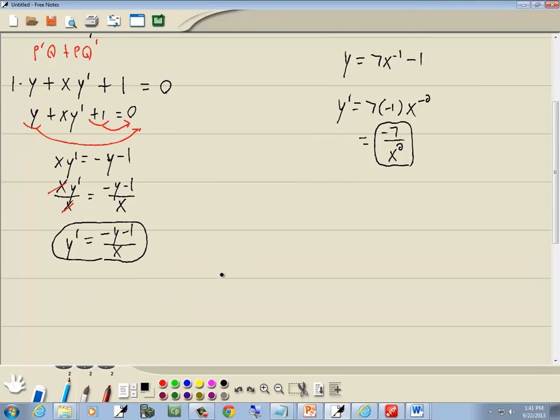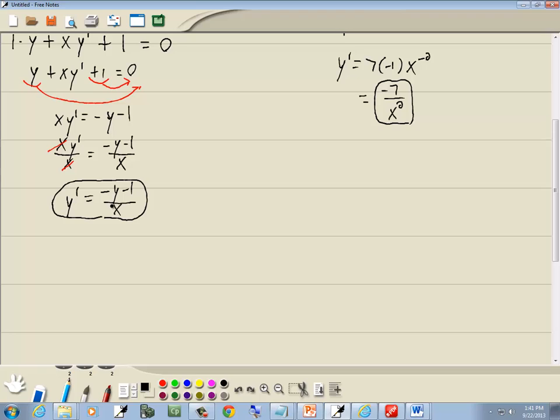Well, let's compare that against this. They don't look the same, do they? Sometimes that happens in implicit differentiation. So you work it this way, and you get this, and somebody else works it this way, they get a different answer.